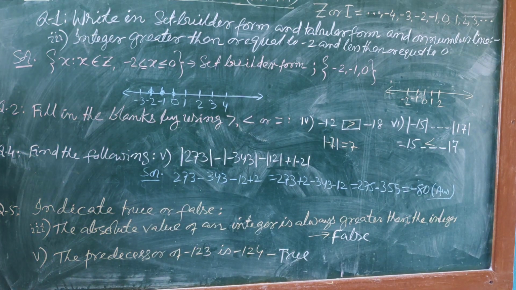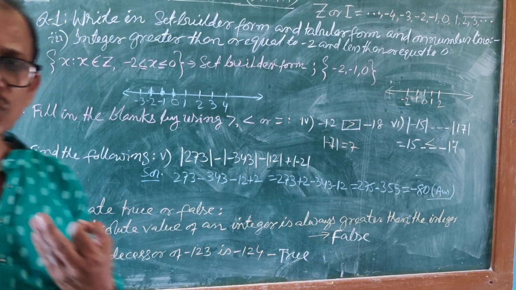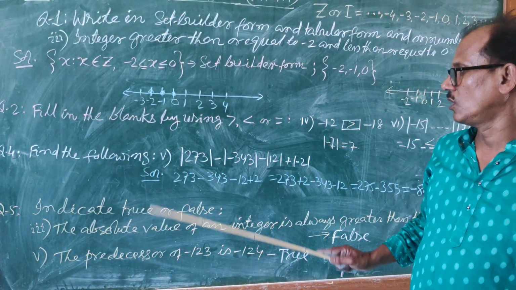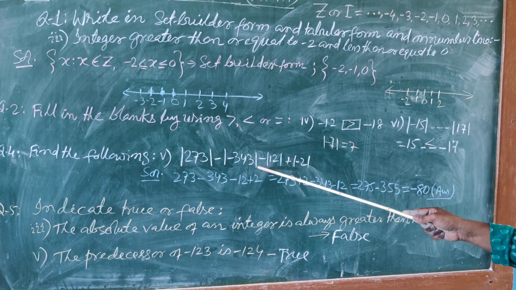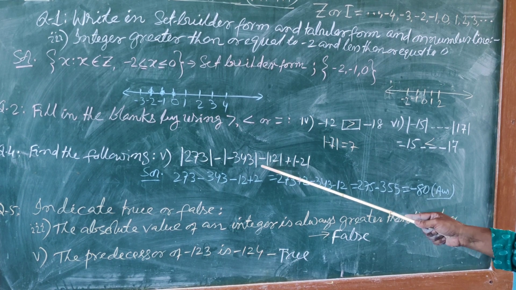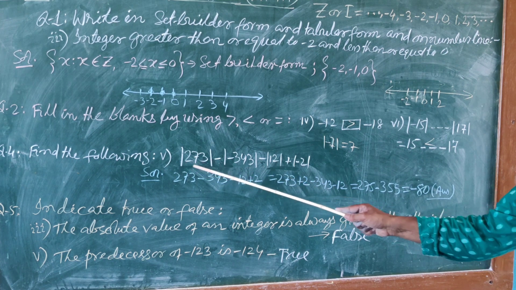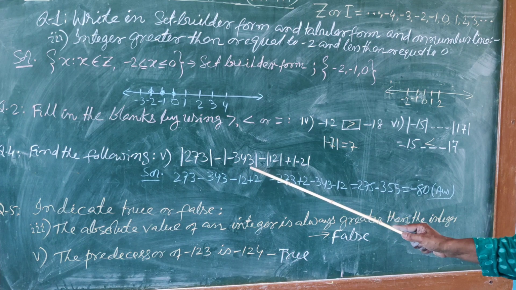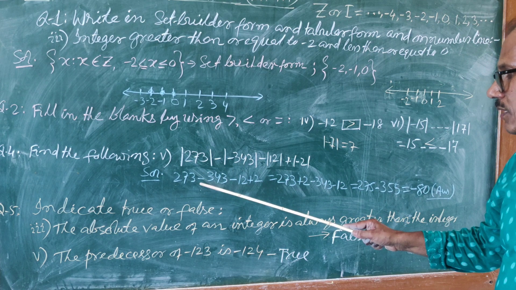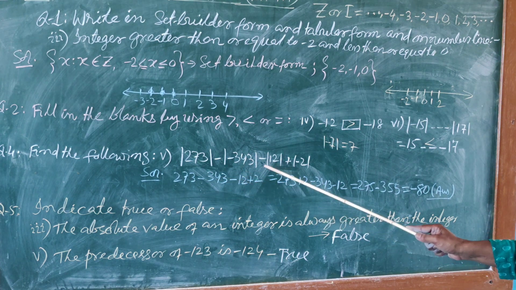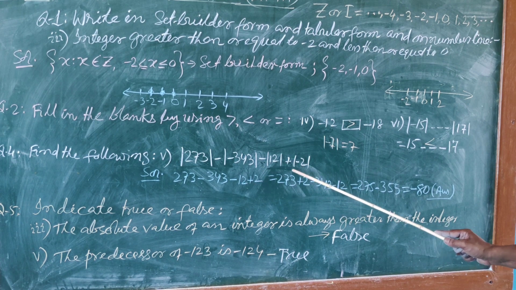Moving on to question number 4, finding the following, which means you need to simplify. Simplify includes the absolute value criteria also. Absolute value of 273 minus, and on this side again, absolute value of 343. The minus between them is not under the absolute value bar, so this sign will not change. This value will be 273 and this value will be 343 only, but the minus is not under the absolute value bar. Therefore, the minus sign will remain the same. Now this minus also will remain the same. This value will be 12 only, this sign remains the same, and this value will be 2.